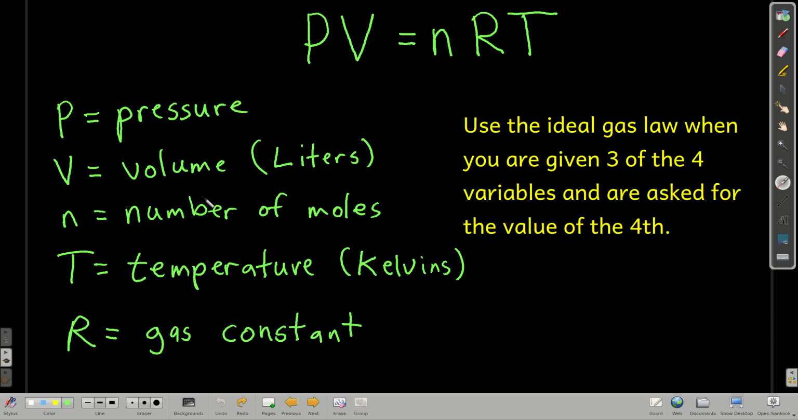V is the volume of the gas, and that has to be in liters. And n is how many moles of the gas we have. T is the temperature, and that must be in Kelvin. And R is the gas constant, which has different values depending. I'll show you in a second.